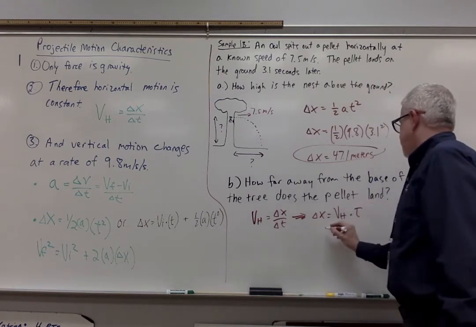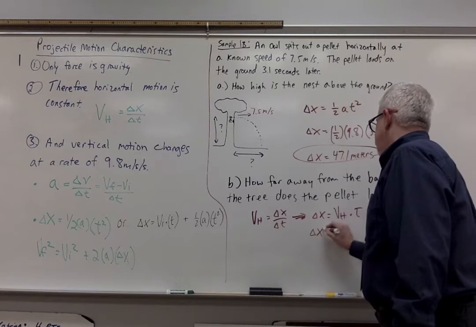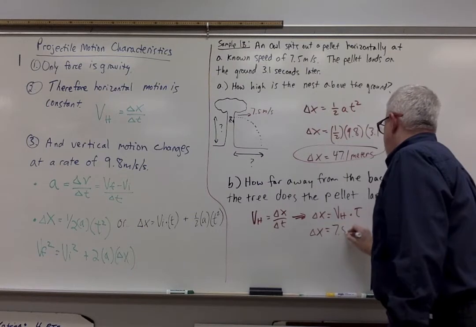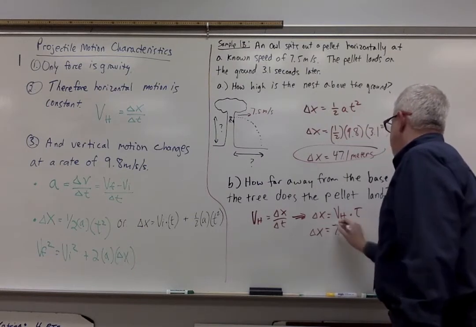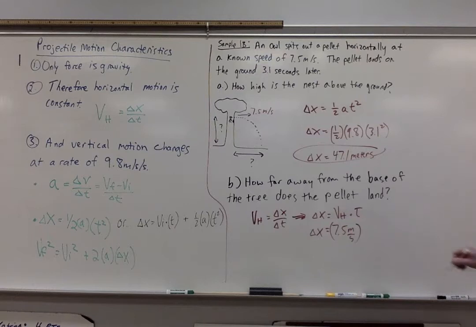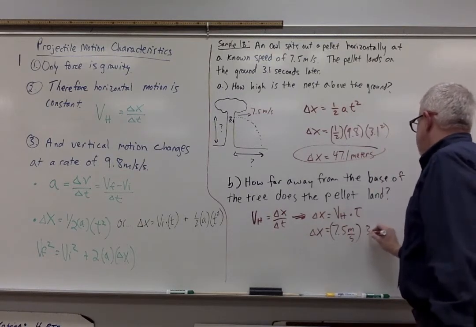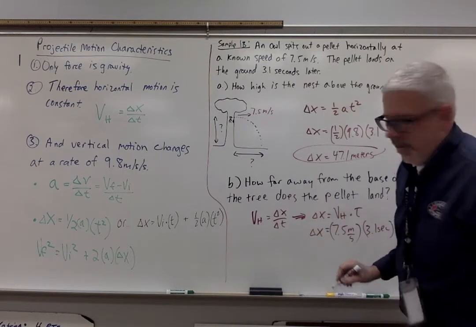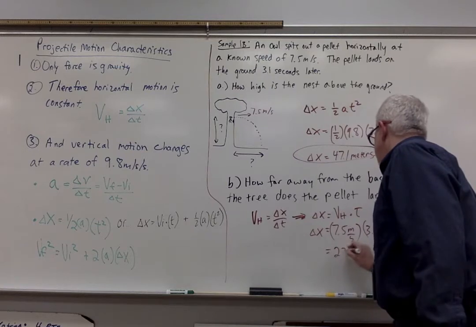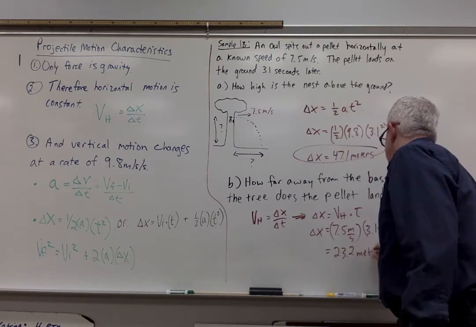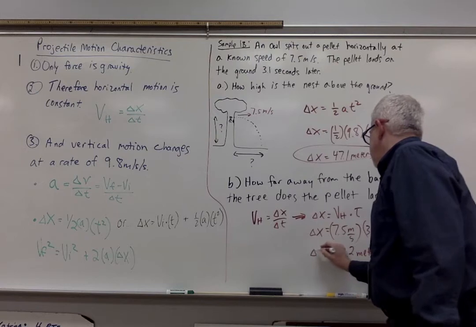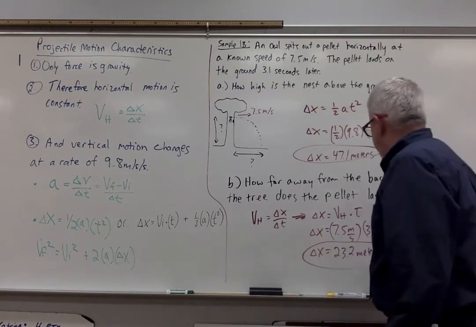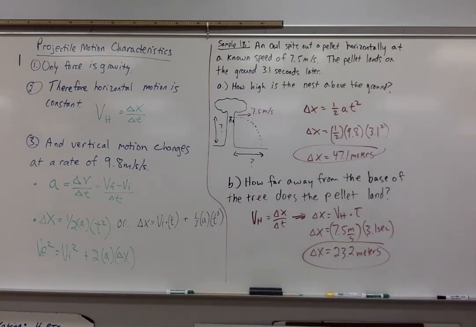So a little bit of algebraic rearrangement. Delta x is equal to my horizontal velocity, which is told as 7.5 meters per second, and we're going to look at that 3.1 seconds. So obviously my drawing is not to scale. That ends up being 23.2 meters. And that's that problem. I'm going to do one more, and hopefully that'll wrap it up.